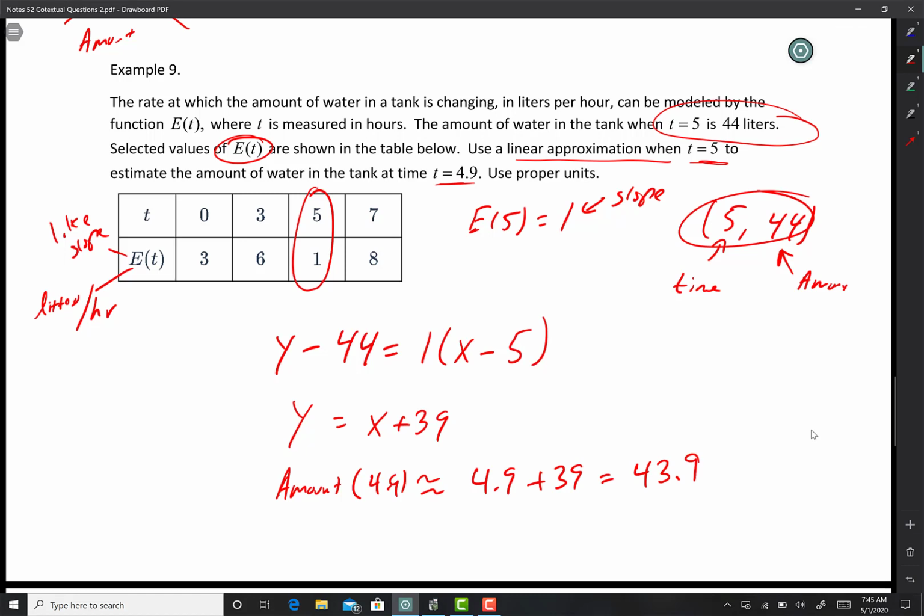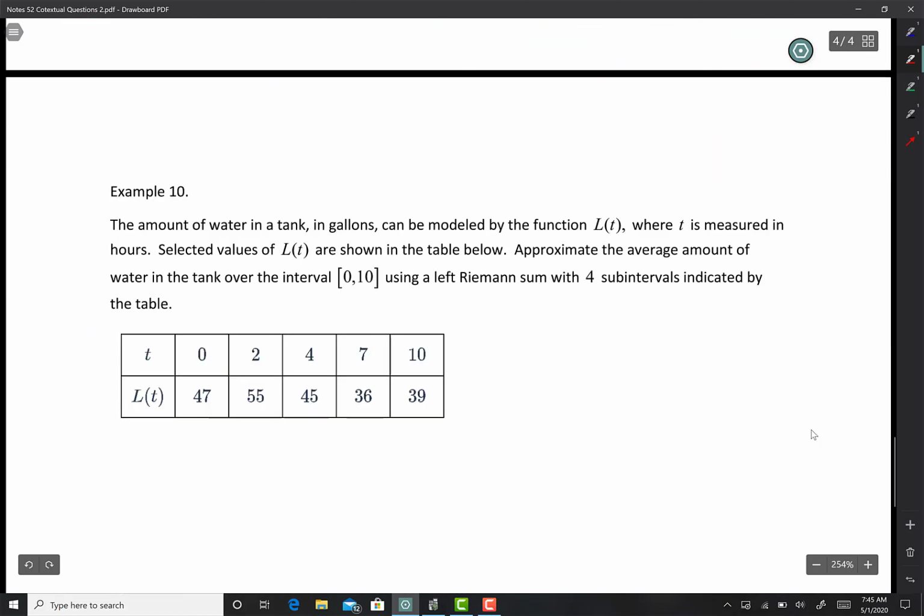I think 39, 41, 42, 43, 44. Yeah, 43.9. And I need units. So this is liters. And that's it, guys. Man, tricky guys there. All right, let's go to the next one.